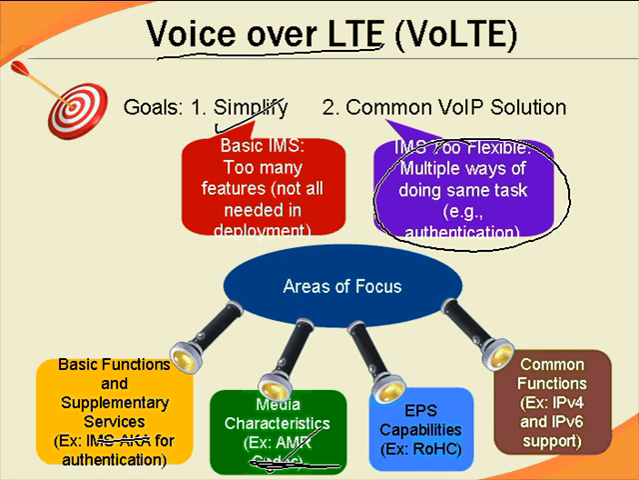We want to make sure we are using the resources efficiently. So in that case, reducing the size of the headers is very, very important. So we would use robust header compression. More specifically, PDCP layer would be doing the IP header compression. We can support both IPv4 and IPv6.